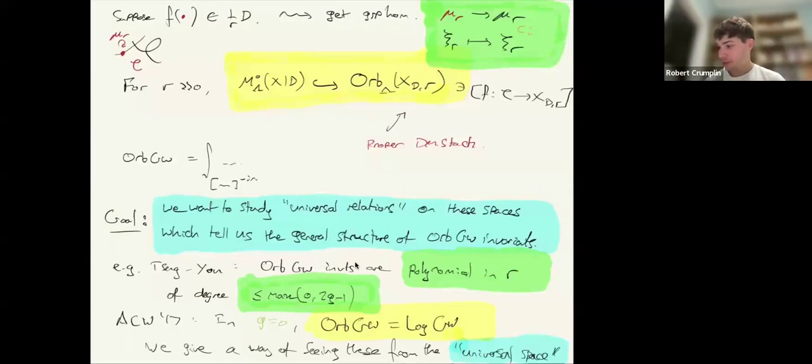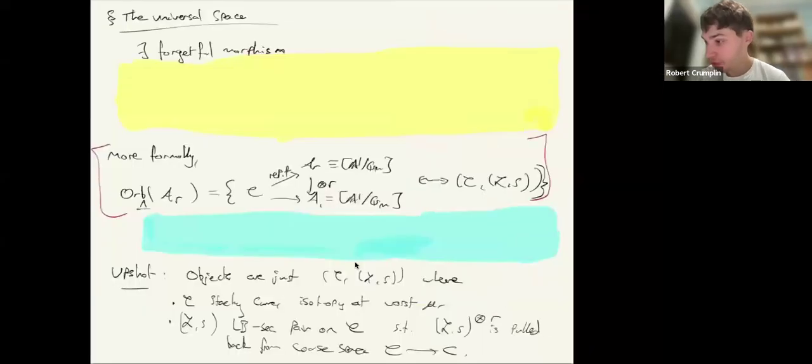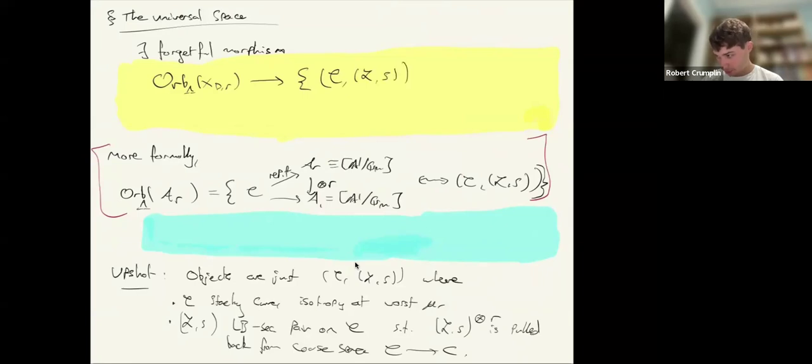Great. So what I'm going to do is throw away these spaces I introduced and talk about a different space, but they're very much related. So let me tell you what this universal space is. There's going to be a forgetful morphism from this space Orb Lambda XDR to a space which parameterizes points that look like a curve C, along with a line bundle and a section on C. So line bundle section pairs on curves.